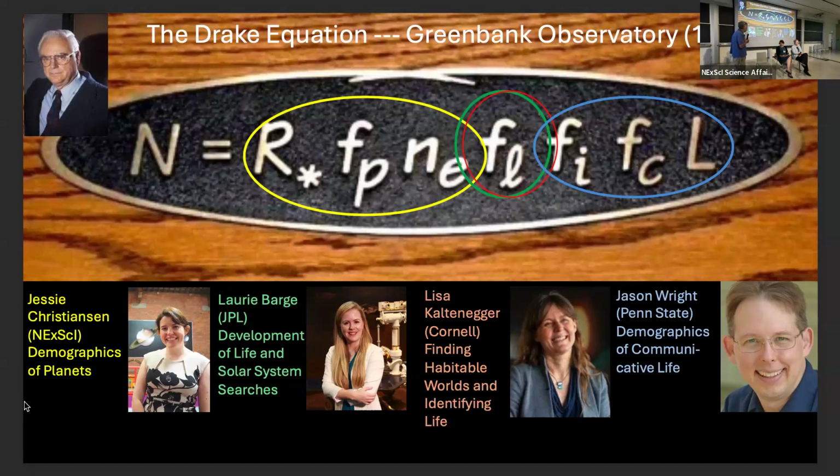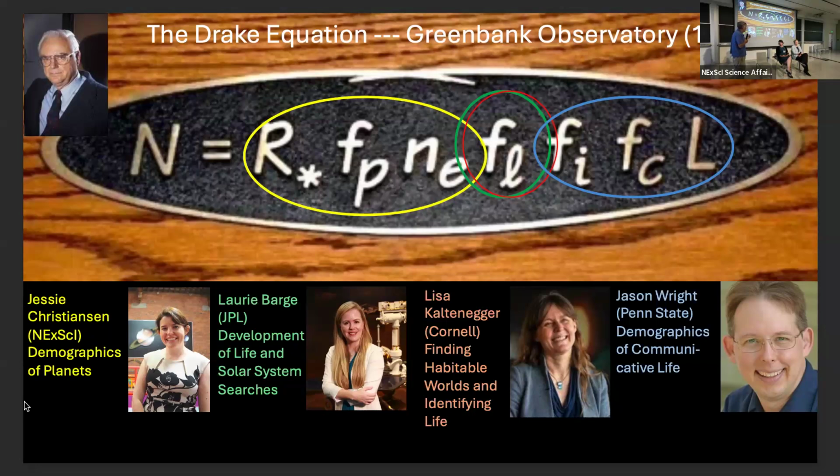And then we'll have two speakers, Laurie Barge from JPL and Lisa Kaltenegger from Cornell, who will talk about the question of what fraction of those planets might develop life and where we might look for it. Laurie will talk a little bit about where we might look in the solar system, and Lisa will talk a bit about how we might find life around exoplanets.